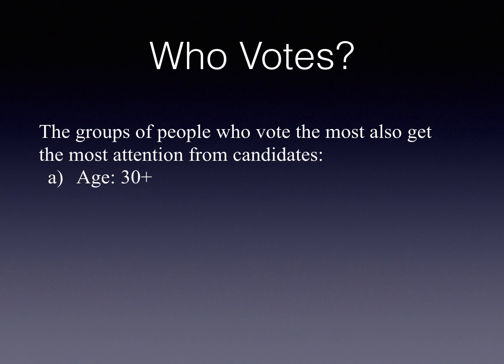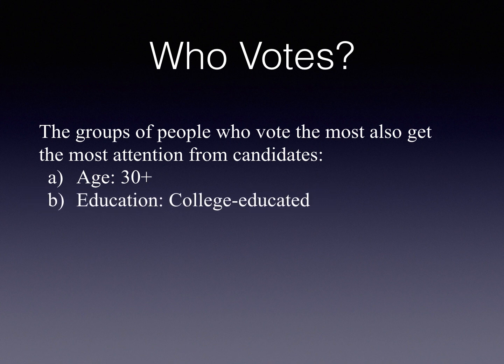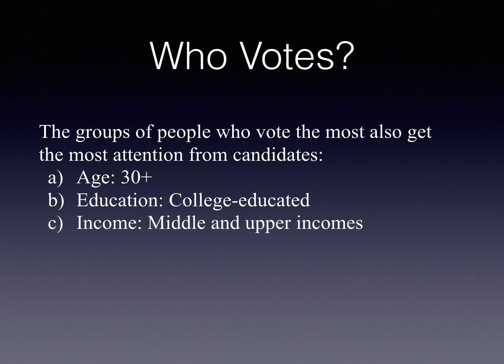The average voter is usually 30 and over. People under 30 tend to not vote in as high numbers. The elderly tend to not vote in as high numbers either. The average voter is college educated. So people with a high school education or less tend to not vote in higher numbers. And lastly, income. Middle class and wealthy tend to be the groups that vote the most. Folks who are lower class, living in poverty, tend to not vote.